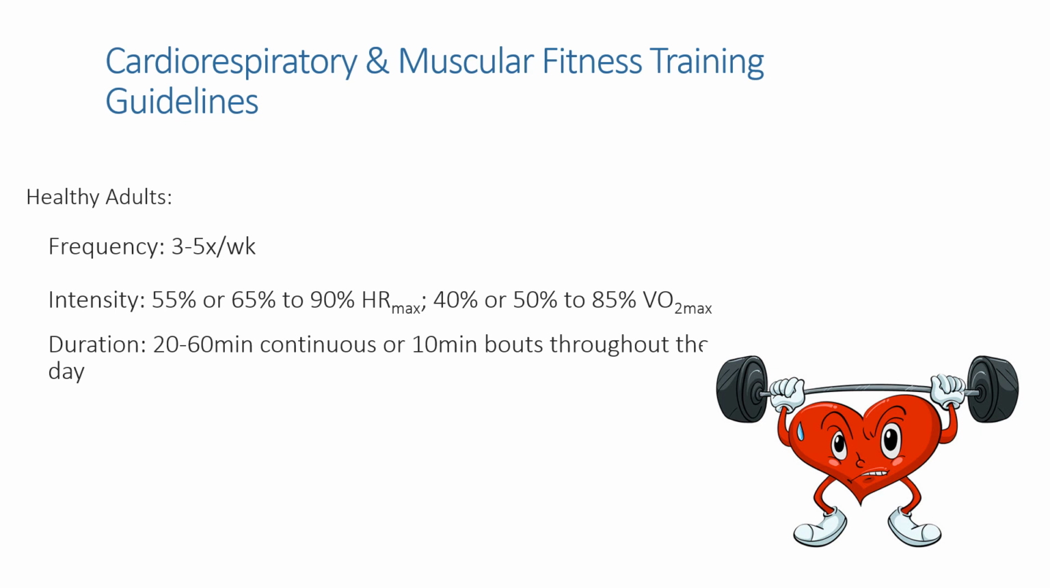Cardiorespiratory and muscular fitness training guidelines for healthy adults, 3 to 5 times per week at an intensity of 55 or 65% to 90% heart rate max, or 40 to 50% to 85% VO2 max. Duration should be between 20 to 60 minutes continuous or 10-minute bouts throughout the day.